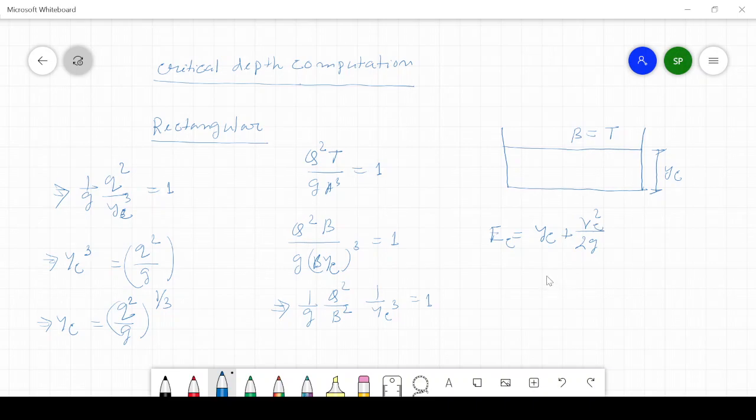Okay. So now YC plus VC is equal to what? QC by AC. Okay. Again, sorry, YC plus QC square by twice the AC square is equal to what? B square YC square. Clear up to this much?